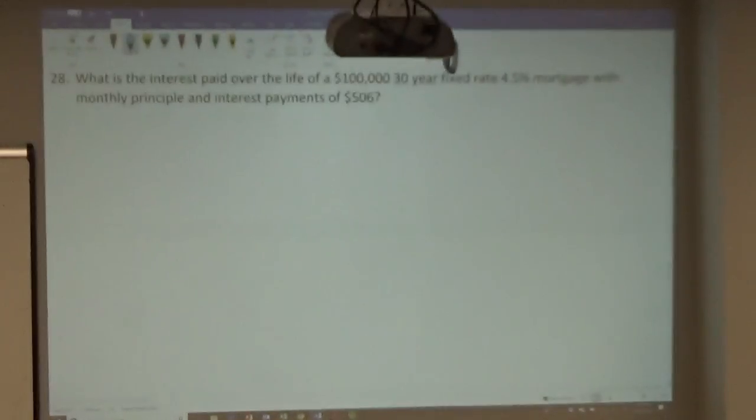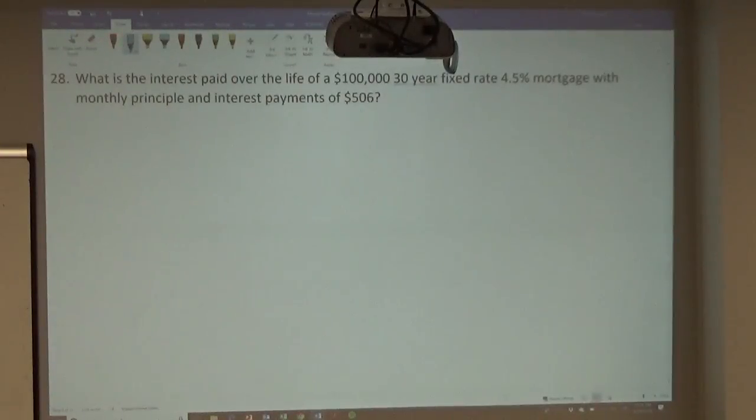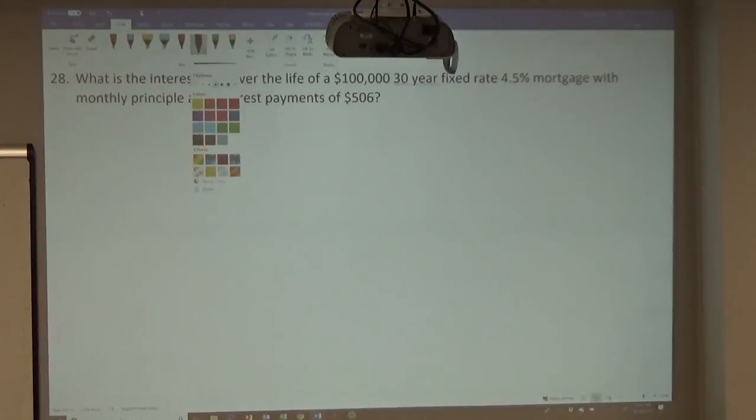All right, number 28. What's the interest paid over the life of a $100,000 30-year fixed rate 4.5% rate mortgage with monthly principal and interest payments of $506? So these are going to be the simple ones that will throw you off because you want to make it tougher than it is. We already know how much we pay every single month.